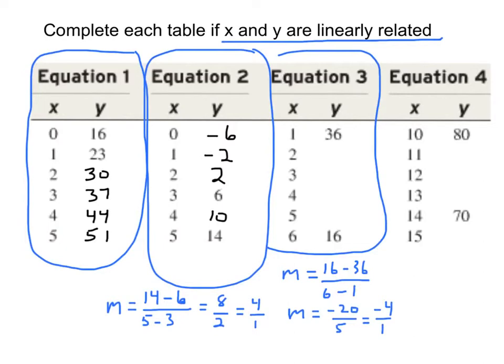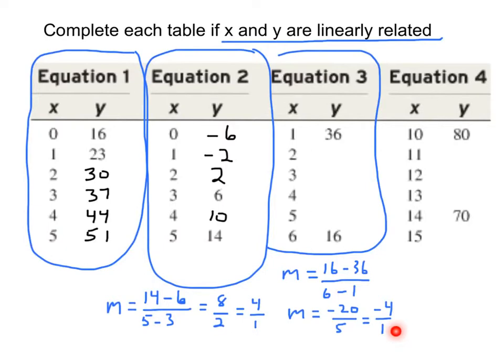Now when we look at the reduced form of the slope, -4 over 1, that tells us the rise is -4, meaning the y value goes down by 4 every time the x value goes up by 1. So this is a rise over a run. So the y goes down by 4 when the x goes up by 1.